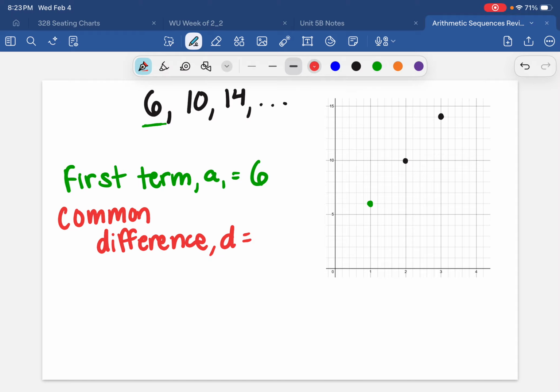The common difference is very similar to the slope. It's your adding or subtracting pattern. So in this case, I see that to get from 6 to 10, I am adding by 4. To get from 10 to 14, I am adding by 4. So my common difference is 4. We can see that on this graph here, this is increasing by 4 every single time from point to point, okay?